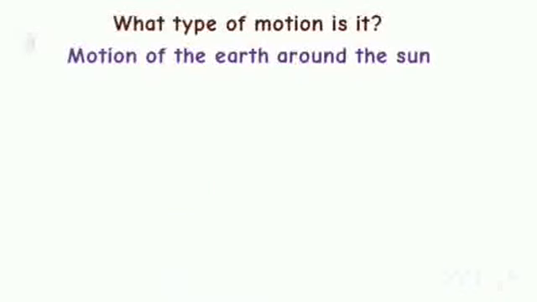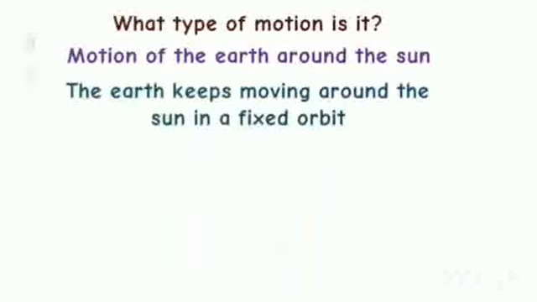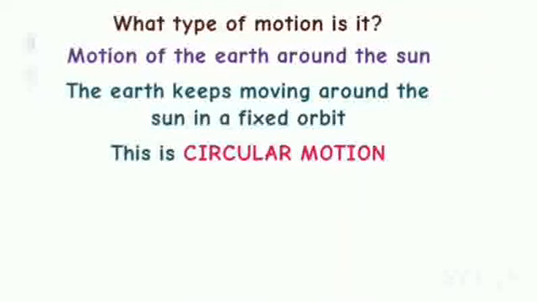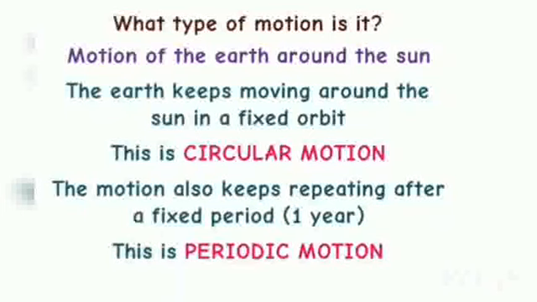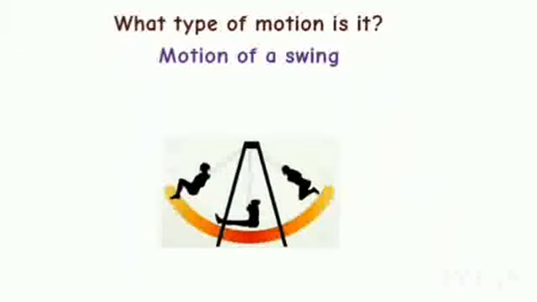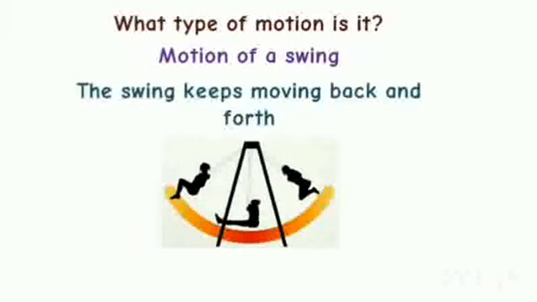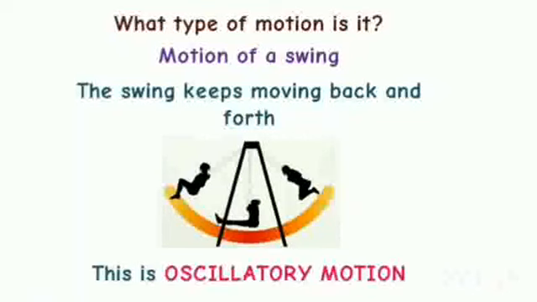Motion of the earth around the sun. The earth keeps moving around the sun in a fixed orbit. This is circular motion. The motion also keeps repeating after a fixed period, 1 year. So this is periodic motion. Motion of a swing. The swing keeps moving back and forth. So it is also an oscillatory motion.